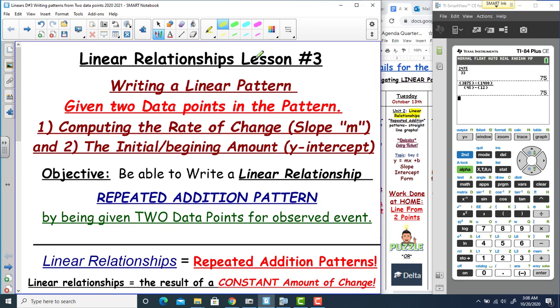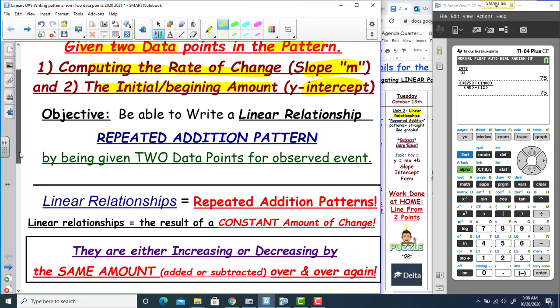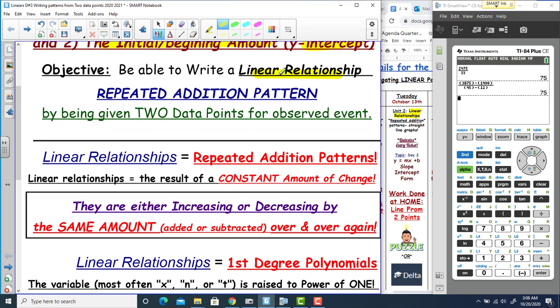Welcome to Linear Relationships lesson number 3. Today we're going to be looking to write a linear pattern based on being given 2 data points within the pattern. Our goal is going to be to compute the rate of change, the slope, change in y over change in x, as well as the initial or beginning amount, the y-intercept. Our objective will be specifically to write linear relationships or repeated addition patterns being given 2 data points based on what I just described above.